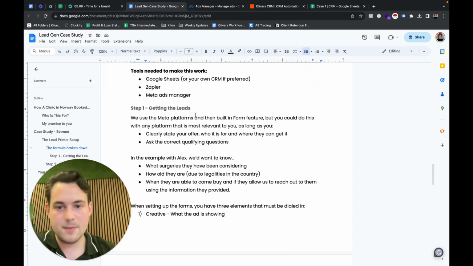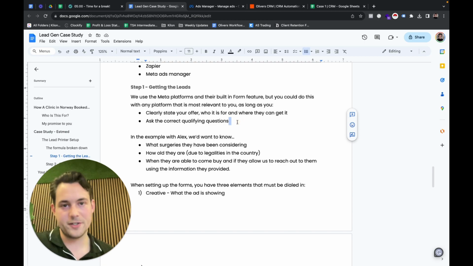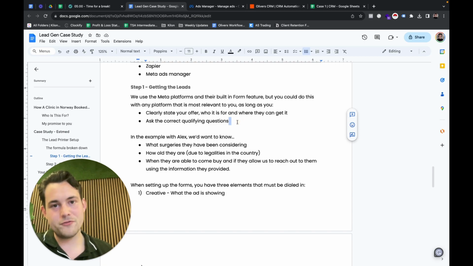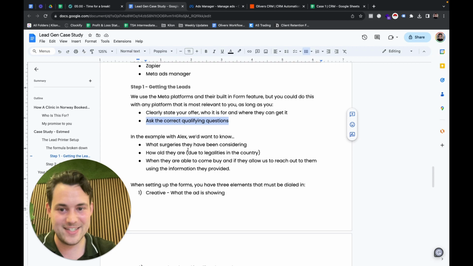So step number one, here's how you do it. Getting the leads. This is the first step, right? We use the Meta platforms and their built-in form feature. But you could essentially do this with any platform that is most relevant to you, as long as you clearly state your offer, who it is for, and why they can get it, right? Secondly, ask the correct qualifying questions, because if you don't, you're going to get a lot of trash in the door. You're going to get a lot of people that will not convert no matter how much you speak with them. So this is essentially the key here, right?